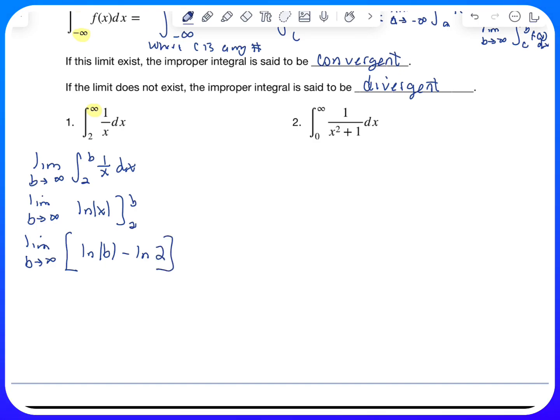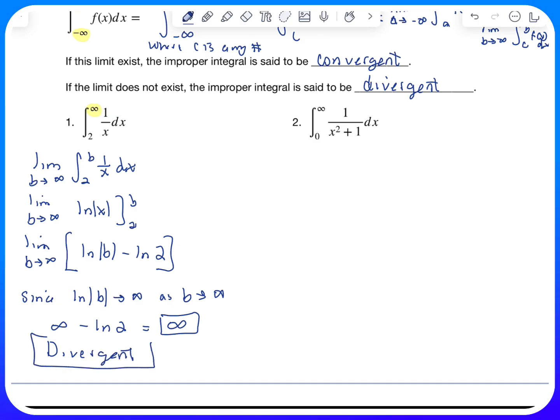And then we're going to actually do the limit, so we're going to evaluate this as b goes to infinity. Think about what happens to the absolute value of b when b goes to infinity. Well, that goes to infinity. So we have infinity minus the natural log of 2, which is just infinity. So this is a divergent integral because it goes to infinity.